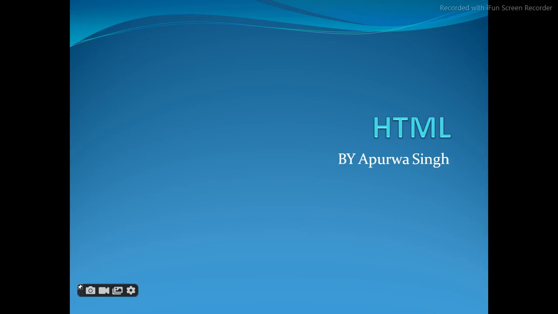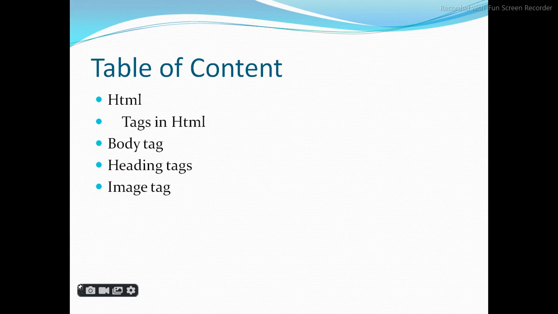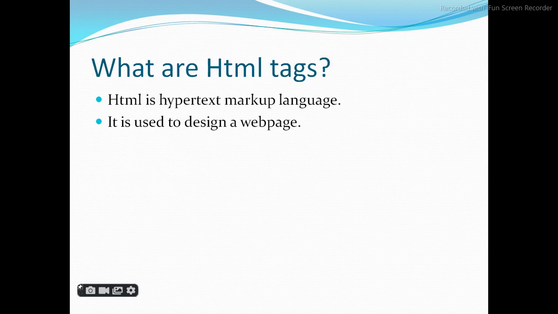And what are the things we need to understand if we want to learn the HTML language? So these are some table of content. You can see zigzag order, means we can make zigzag content also using HTML. What are the things we will study? We will study HTML, tags in HTML, body tag, heading tags, and image tag. These things you have already seen. Today I will show you after execution how you will execute these things.